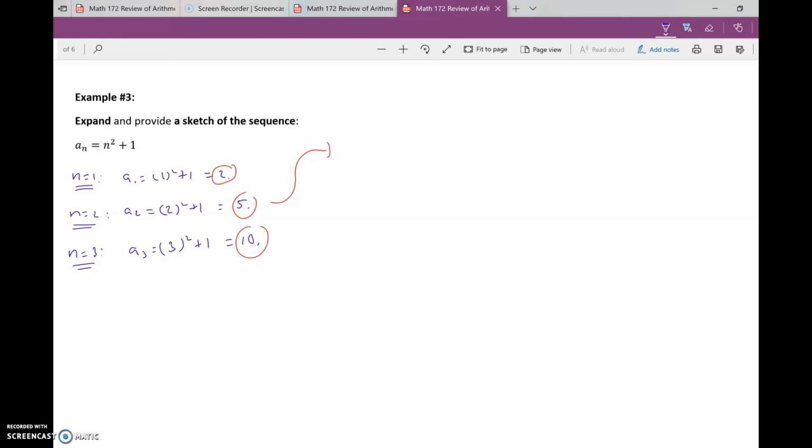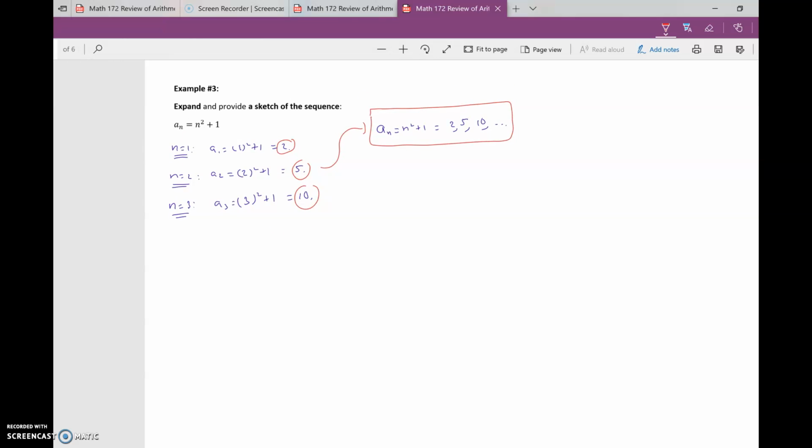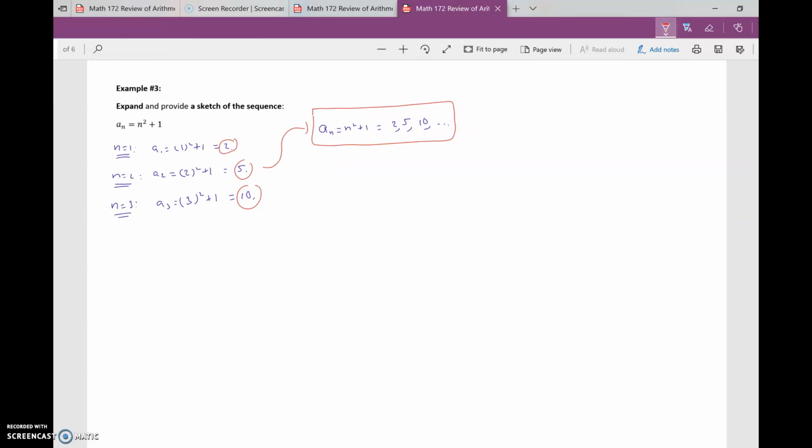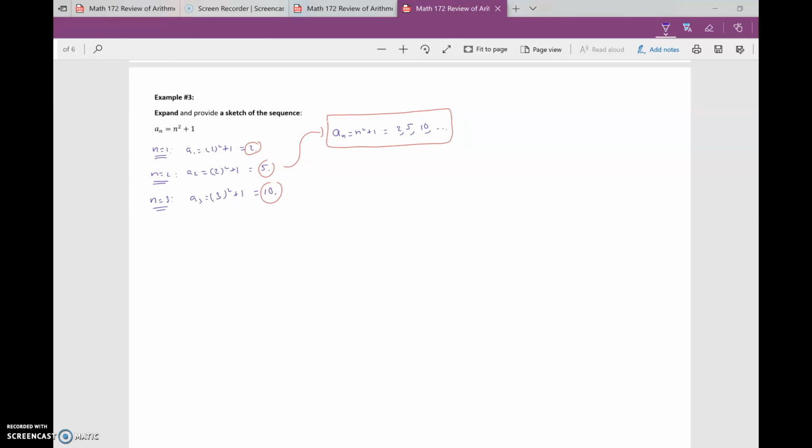So in this case, a sub n, which is equal to n squared plus 1, can be expressed as 2, 5, 10, and the pattern is going to go on and on indefinitely. So that's actually it for the expansion. Let me do the graph of a sub n. And some of these could be very small values as n becomes large. Provide a basic sketch, it's fine if it's off.